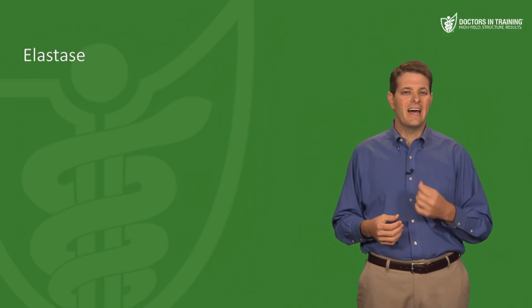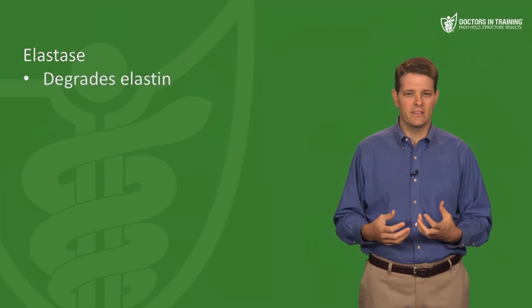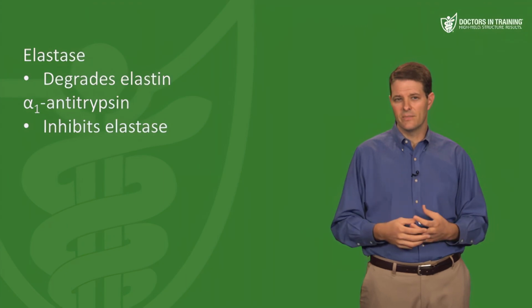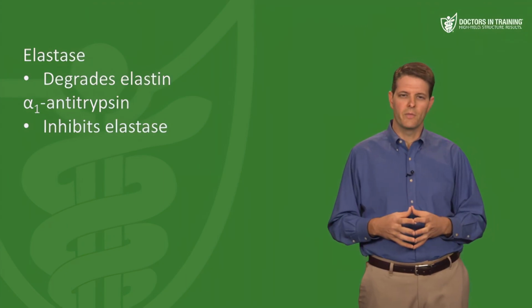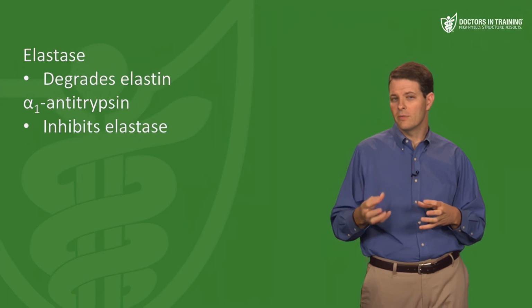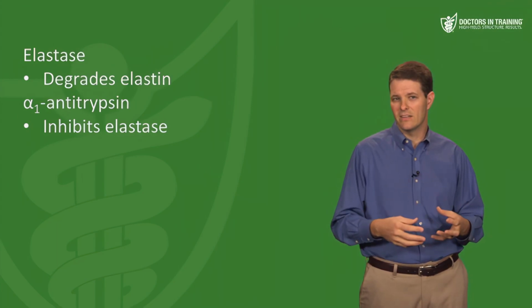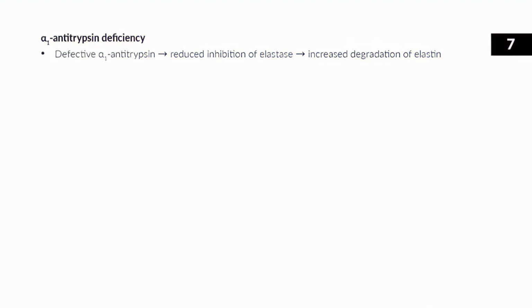There's an enzyme called elastase that's supposed to degrade elastin. And there's an enzyme called alpha-1 antitrypsin that inhibits elastase. Now, this is clinically relevant as well. What happens if your alpha-1 antitrypsin is mutated so it doesn't work properly, so it cannot inhibit elastase? Well, this is a condition called alpha-1 antitrypsin deficiency. Elastase is uninhibited, and it goes around breaking down elastin left and right, out of control.